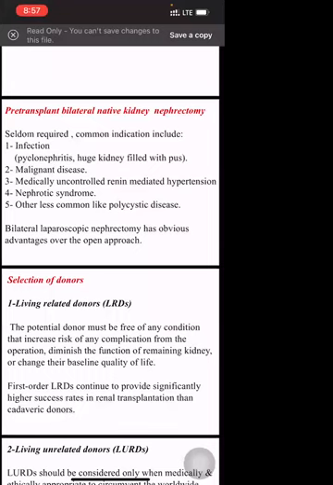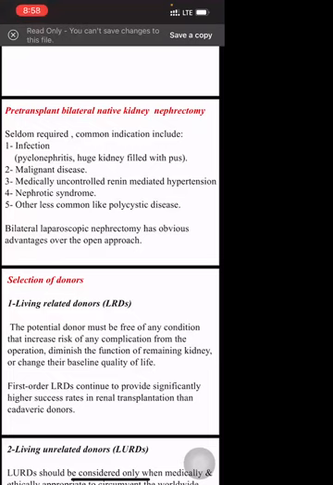Pre-transplant bilateral native kidney nephrectomy. Students, maybe someone asks: if we do renal transplantation, should the patient's own kidneys be removed? No, no. But sometimes there is a specific indication for this surgery.